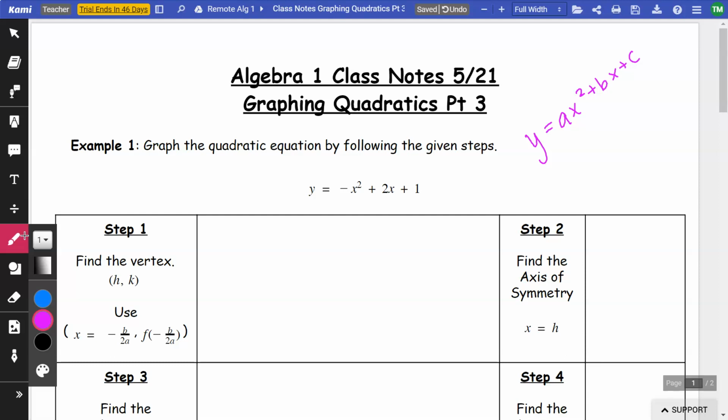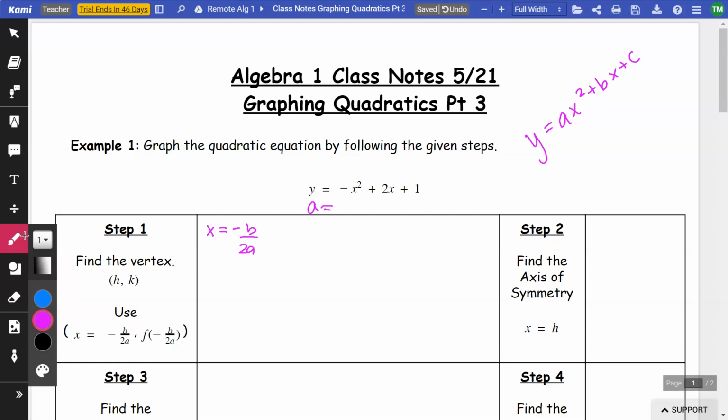We're still going to follow the same steps we've been doing all week. So that's not changing, which is nice. Step 1, find the vertex. To find the x value of the vertex, we're going to use x equals negative b over 2a, and then plug that back into the original equation.